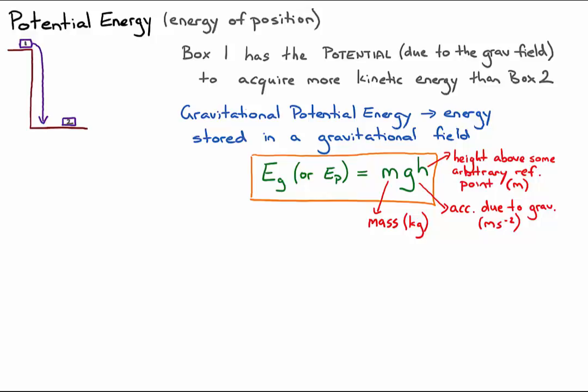Now, the units of potential energy are also joules, and you can work this out yourself. If you look at the units of those variables, mass, acceleration due to gravity, and height, you can see that the equivalent unit of joules, again, is kilograms meters squared per second squared, which is consistent with the kinetic energy that we looked at before.